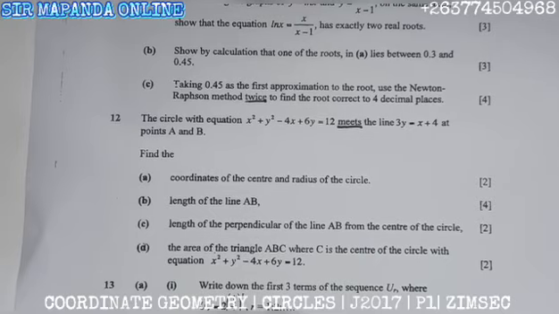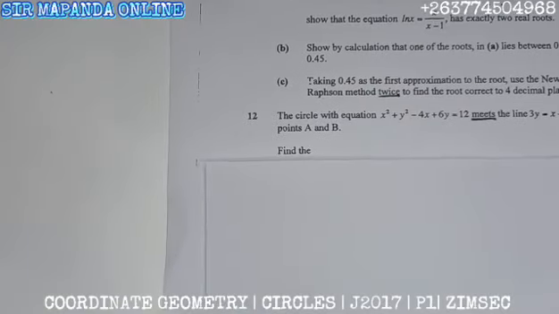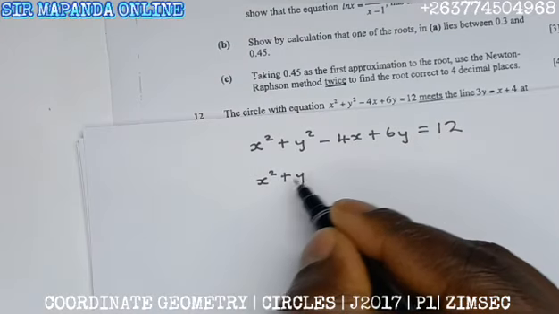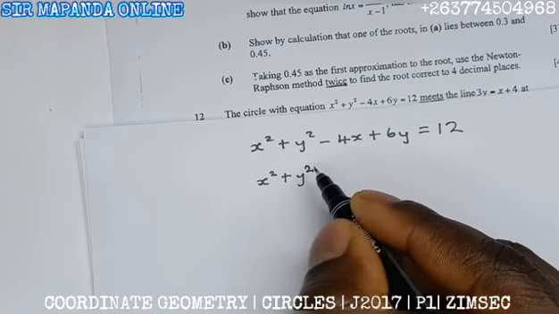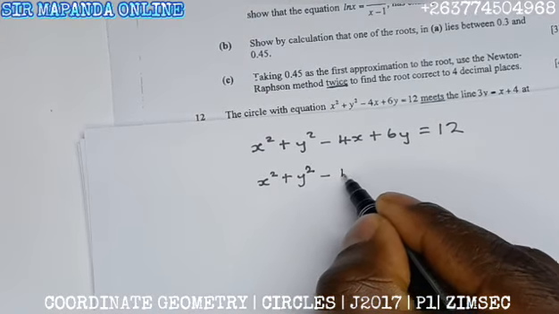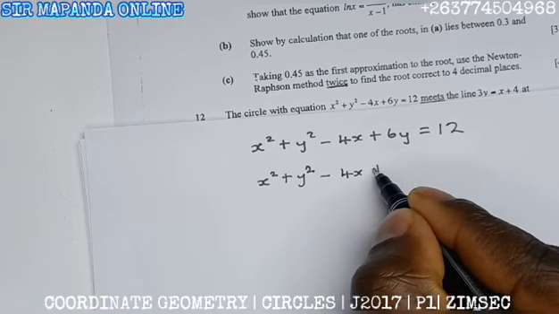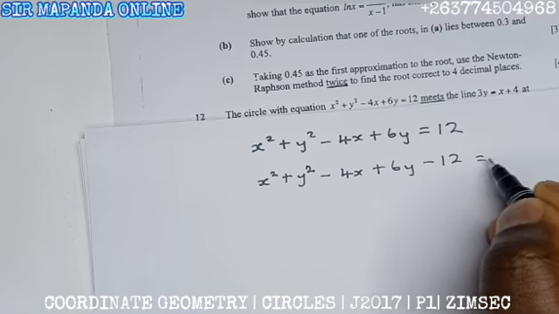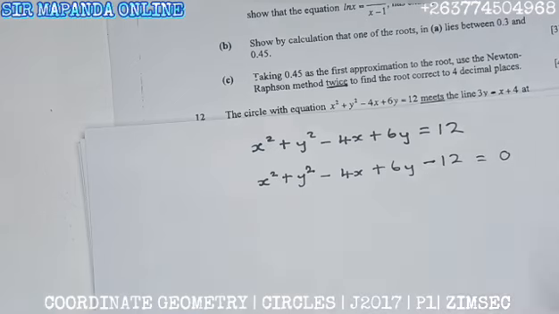Right, so to find the coordinates of the center, it is very simple. Move everything to the left. First, you get x squared plus y squared, right? Minus 4x plus 6y minus 12 is equal to 0. I hope you are following.